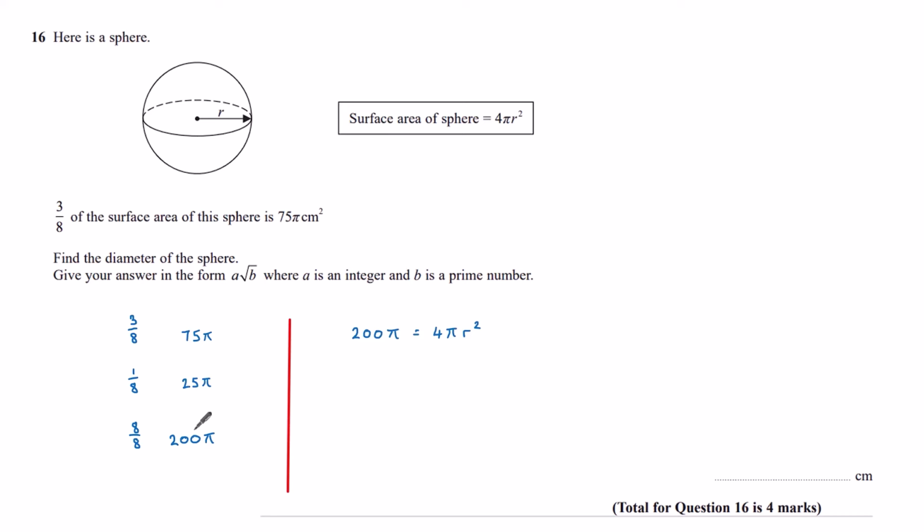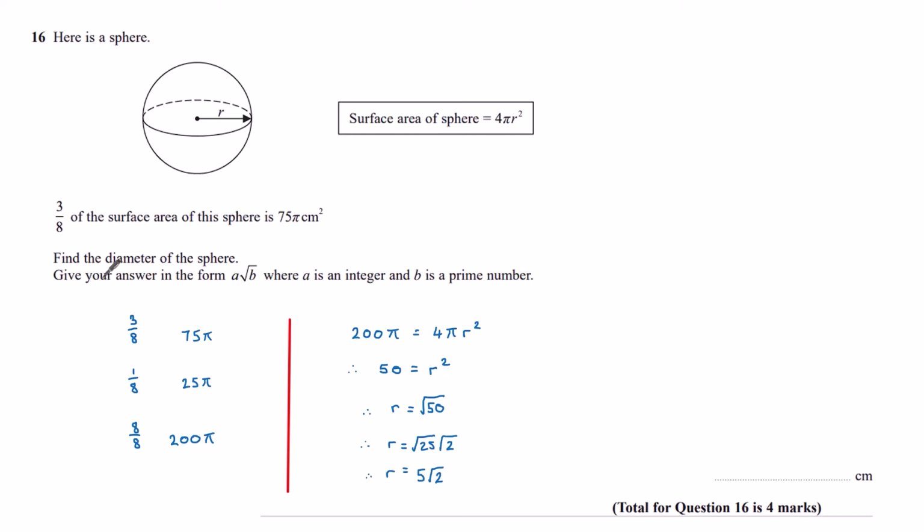And so my total surface area, 200 pi, is equal to 4 pi r squared. I can divide both sides here by 4 pi, and so 50 is equal to r squared, which means r is the square root of 50. Now, the square root of 50 is the same as the square root of 25 times 2, which is root 25 times root 2. Root 25 is 5. So my radius is 5 root 2.